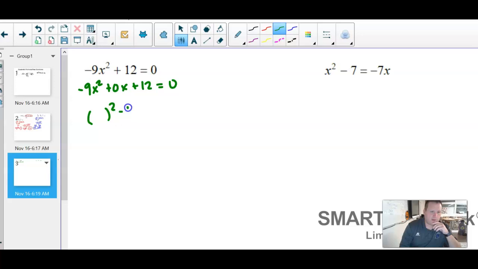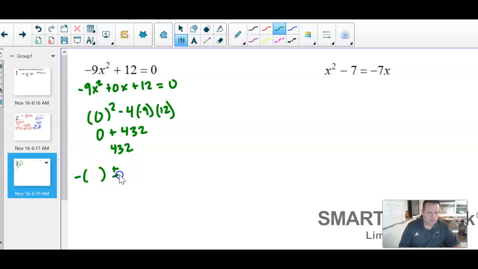So I'm just going to find my discriminant first. So b goes here, a goes here, and c goes here. And so I'm going to get 0 from this, and then I'm going to get positive 432, which will give me 432 for this one. Then I use the rest of my equation, -b plus minus the square root. So b goes here, which is 0. 432 goes here, and then 2a. So that'll be -18, because 2 times -9 is -18.